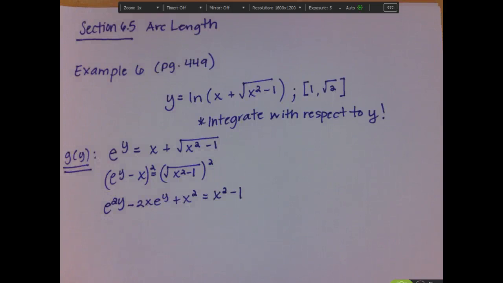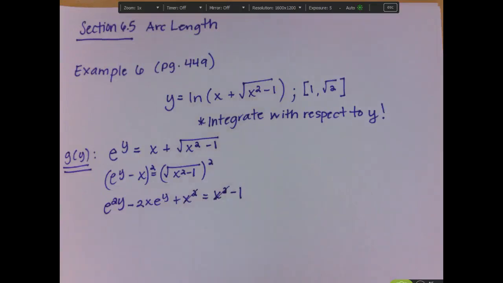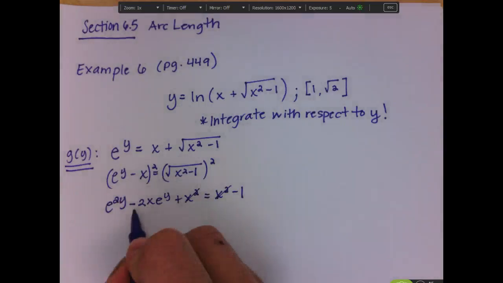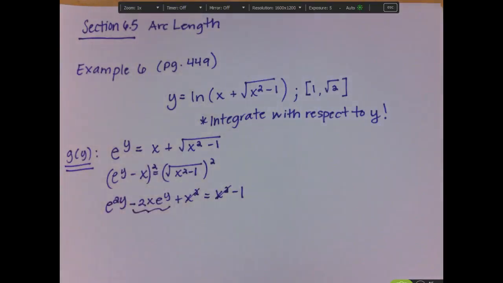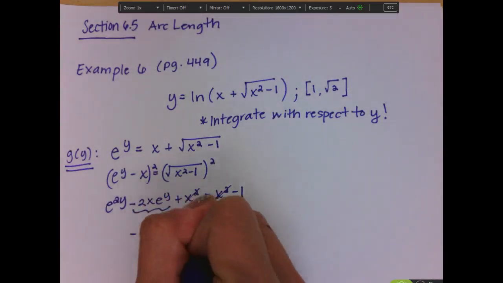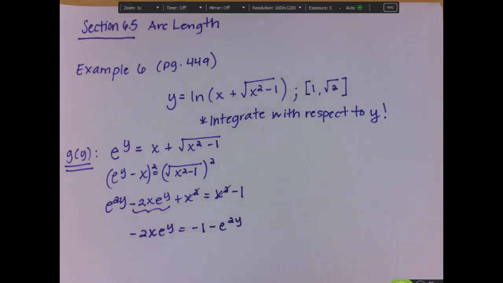Alright, now we want to gather our like x terms and isolate the x. What's nice is that we have x squareds on both sides of the equation that cancel each other out. So we're really only left with one term that has an x in it, and that's perfect because, again, that's what we're trying to solve for. So let's isolate this term. I'll subtract e to the 2y from both sides, and then let's divide in order to get x alone.